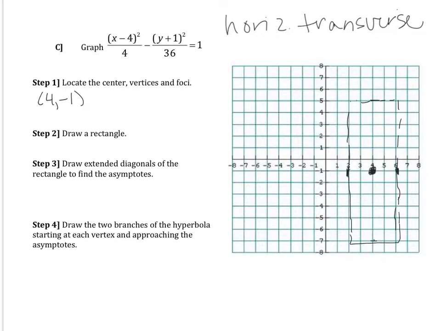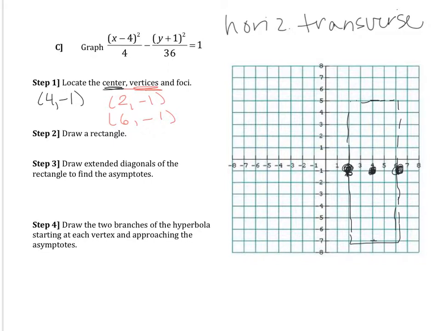Okay, so again, because our transverse axis is the horizontal axis, our vertices are going to be to the left and to the right of our center. So the center I'm going to do in black, the vertices I'll do in red, are (2, -1) and (6, -1). And again, it should make sense if we look, right? (2, -1) is 2 units from (4, -1), and (6, -1) is also 2 units from (4, -1).